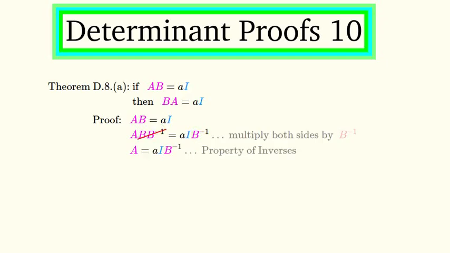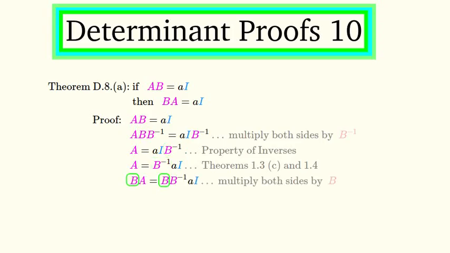The left-hand side will simplify to give A on its own. The matrix inverse B can move to the front because of various theorems used together. It can move past both the identity matrix and then the scalar. We can multiply both sides by B on the left this time. And after simplifying the right-hand side, we get the second equation that we're trying to prove. So we've proven part A of this theorem.